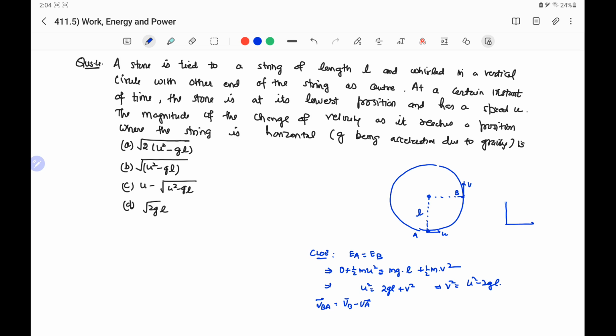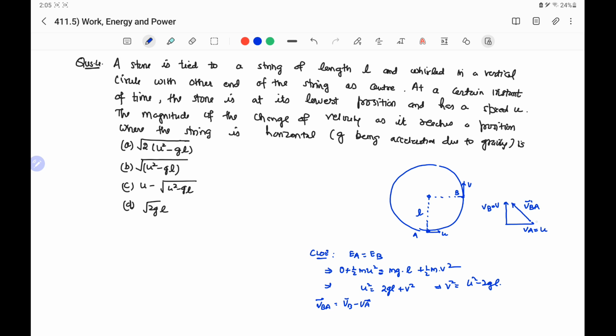If we draw the vector diagram, the velocity at point A is u and it is horizontal, while the velocity at point B is v and it is in the vertical direction. We have to find the velocity of B with respect to A. So to find VB minus VA, we have to draw a vector from A to B. This is the velocity of B with respect to A.